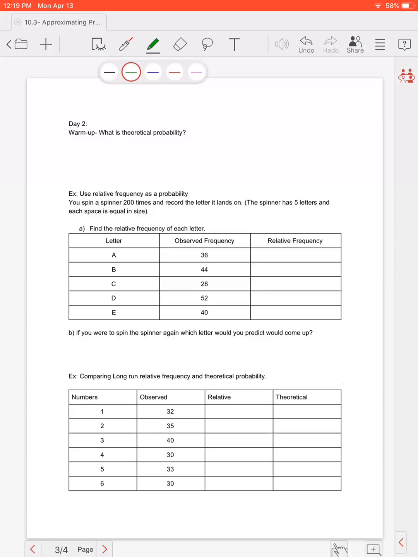Hi guys, welcome back. We're going to continue talking about probability in 10.3, day 2, I believe. So what is theoretical probability?